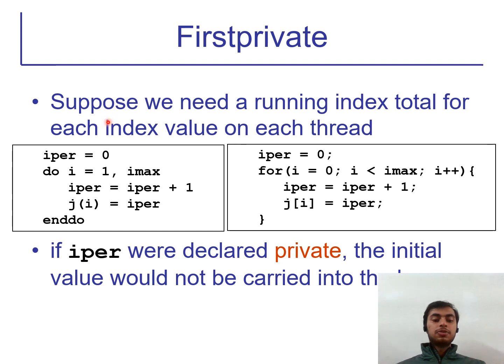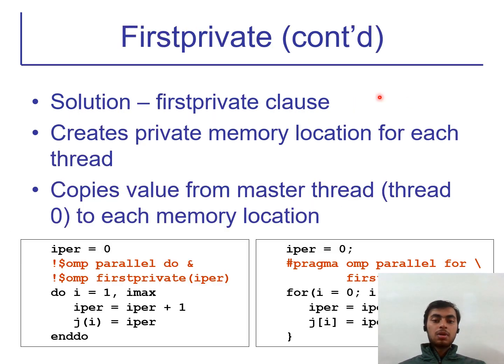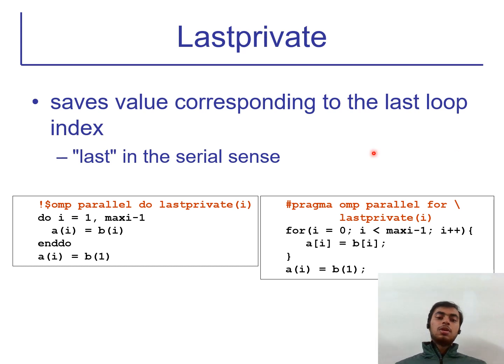First, private. Suppose we need a running index total for each index value on each thread. If hyper were declared private, the initial value would not be carried into the thread. Solution: the firstprivate clause creates a private memory location for each thread, copies the value from master thread 0 to each memory location, and saves the value corresponding to the last loop index, last in the serial sense.